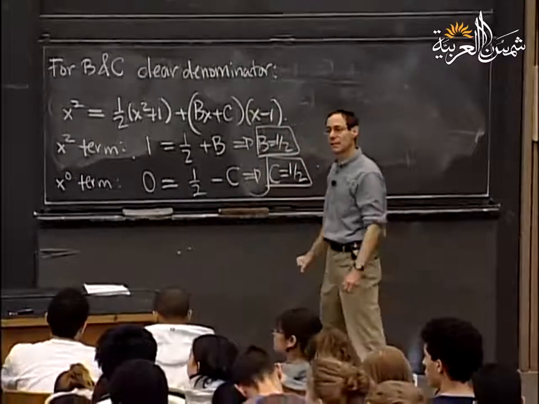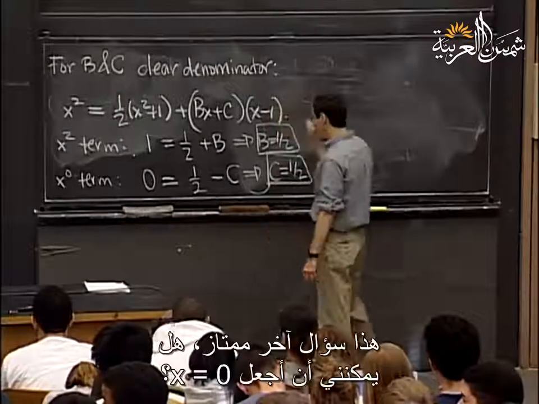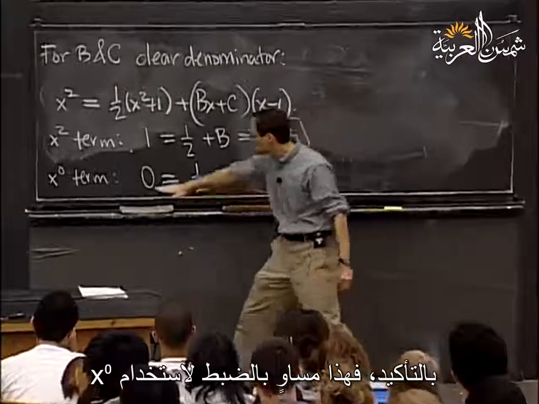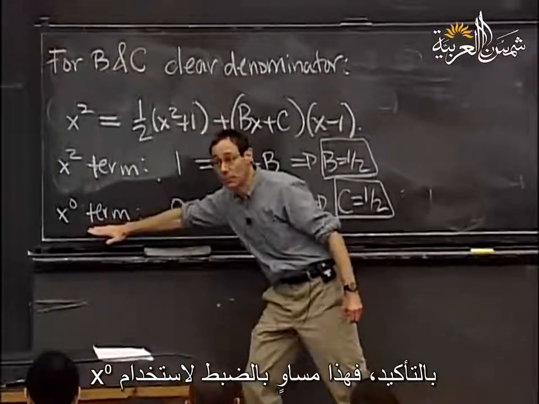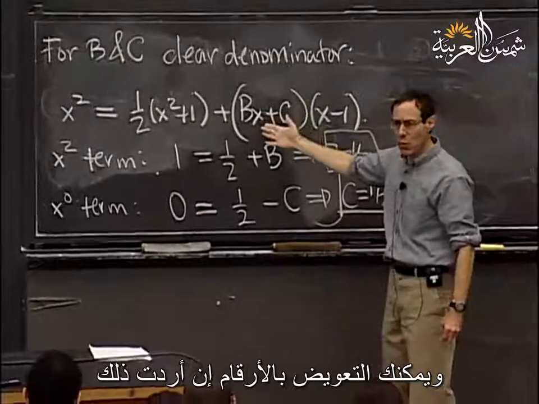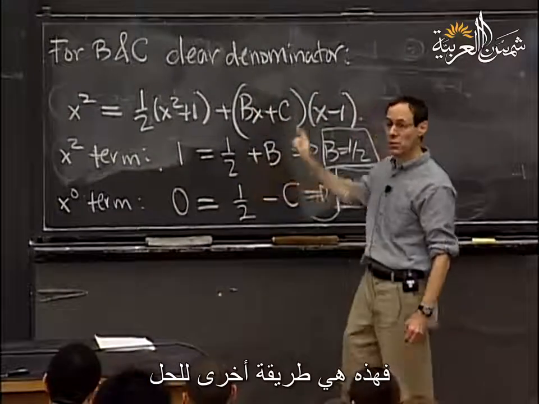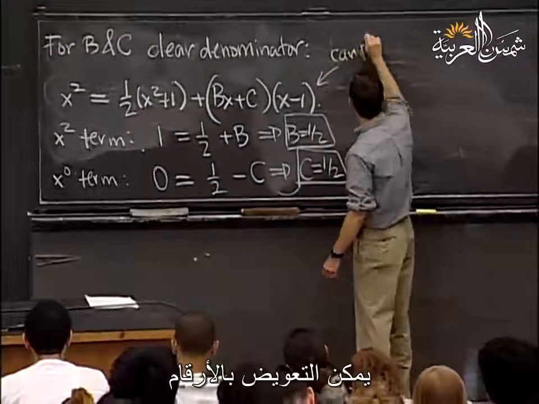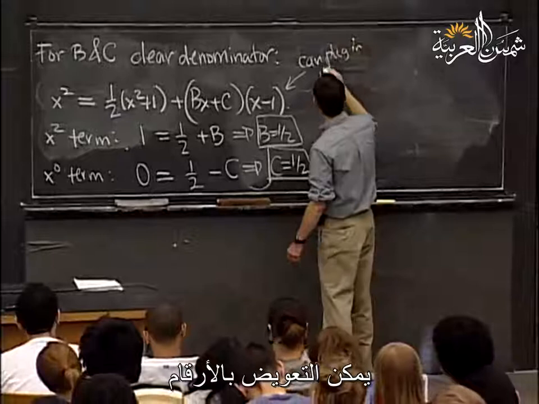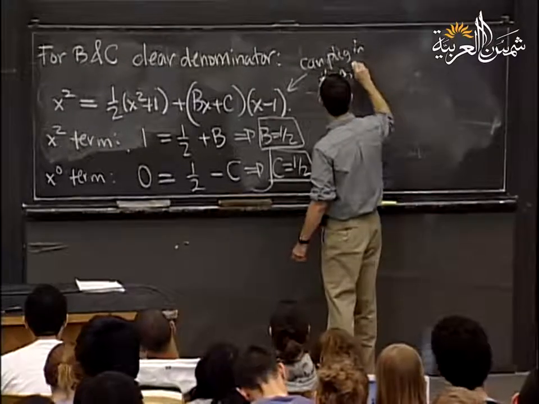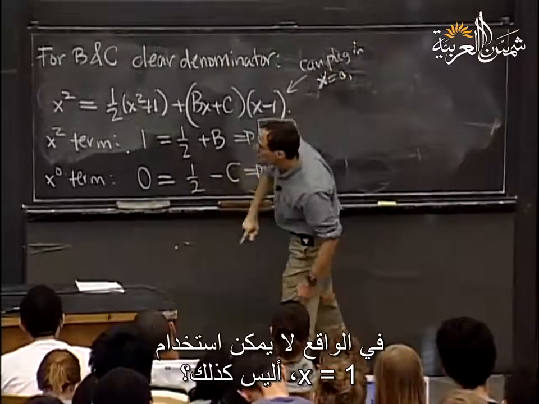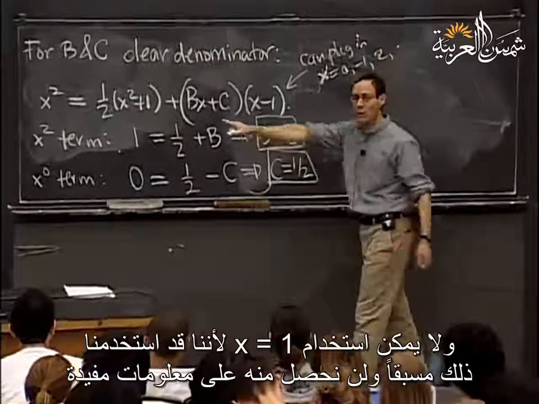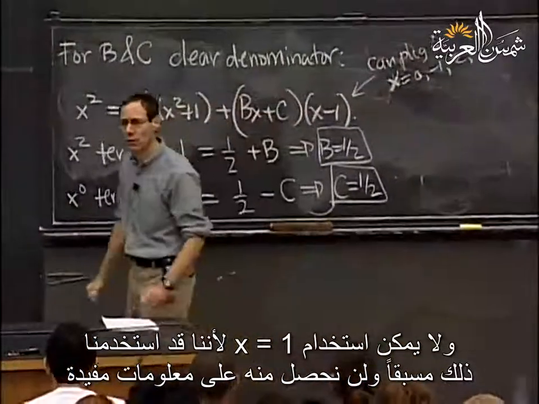Yes? Another good question. Could I just set x equals 0? Absolutely. In fact, that's equivalent to picking out the x to the 0 term. And you could plug in numbers if you wanted. That's another way of doing this. So you can also plug in numbers. x equals 0. Actually, not x equals 1, right? Minus 1, 2, etc. Not 1, just because we've already used it. We won't get interesting information out.